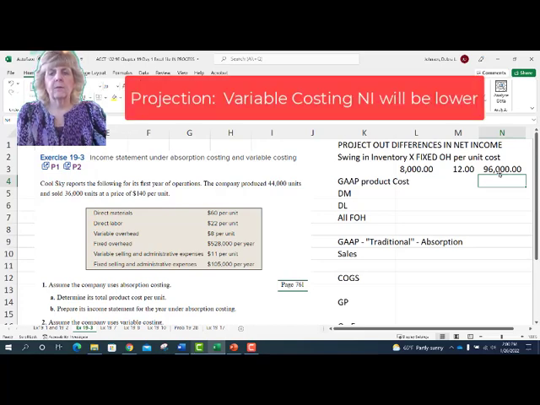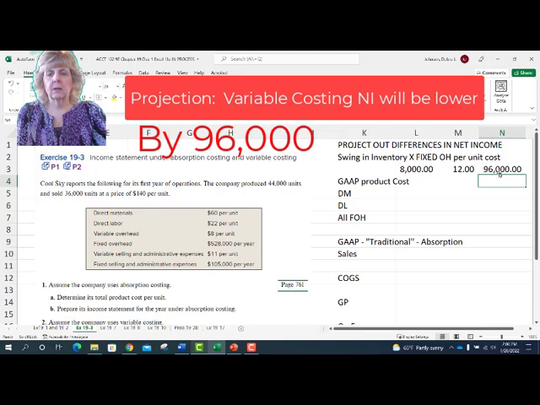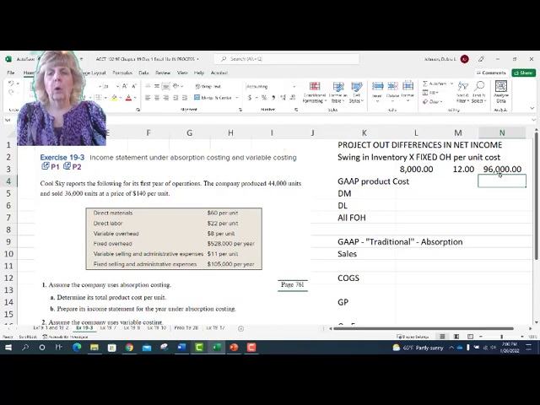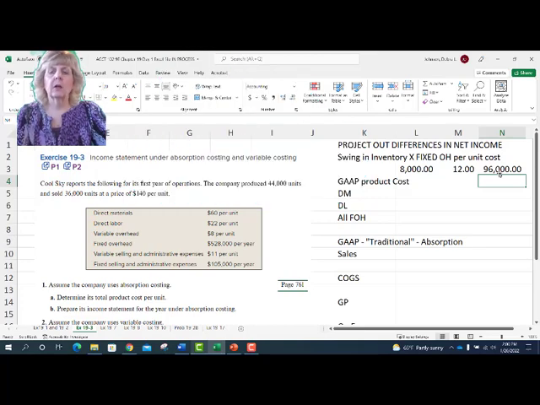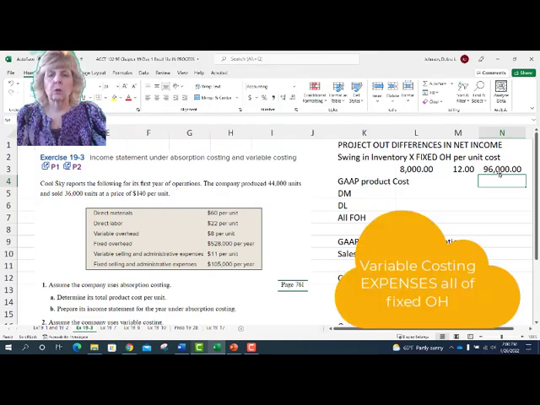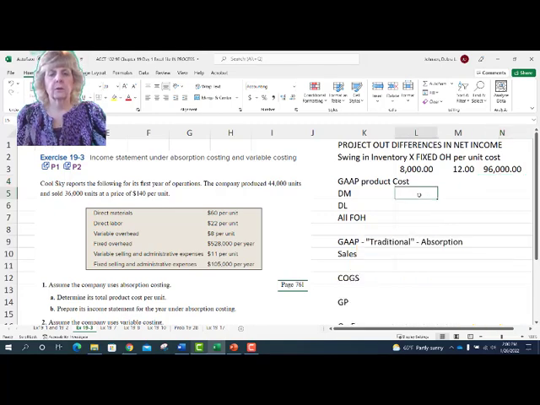And I know that my variable cost income statement will be $96,000 less than my GAAP or absorption costing income statement. Why? Because GAAP will have 8,000 units of that fixed overhead cost in inventory, whereas the variable costing statement treats fixed overhead as a period cost and expenses all of it. Okay, let's prove that prediction to ourselves.